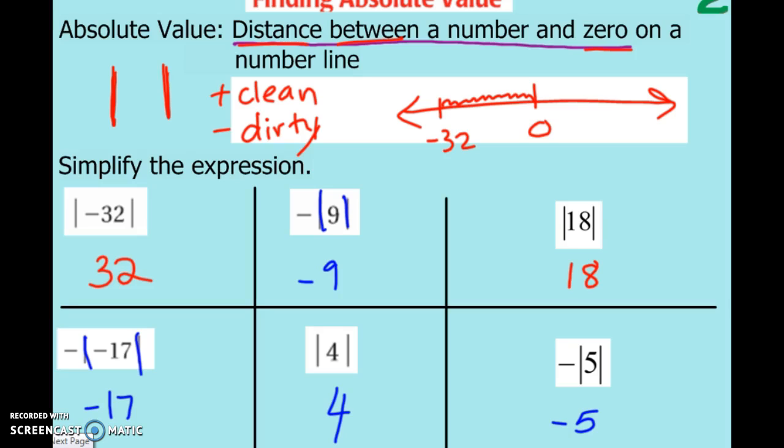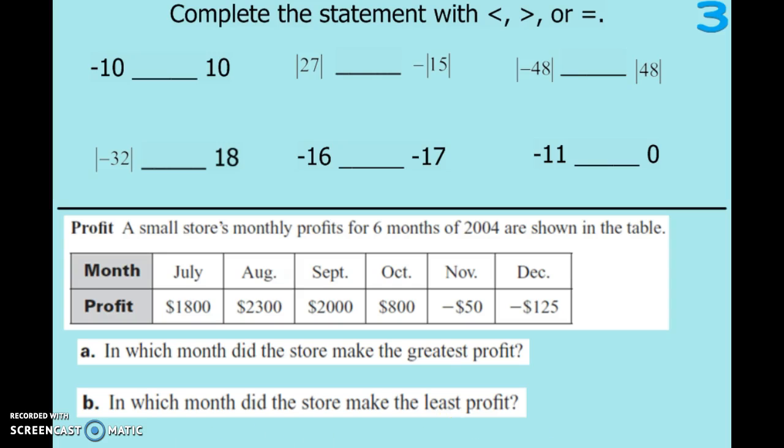So flip over to the back side. We are going to compare some numbers. Complete this statement with less than, greater than, or equal to. This first one, we wanted to see which one is bigger or more positive to the right on a number line. Well, 10 is greater than -10, so our alligator or our Pac-Man is going to eat the larger number.